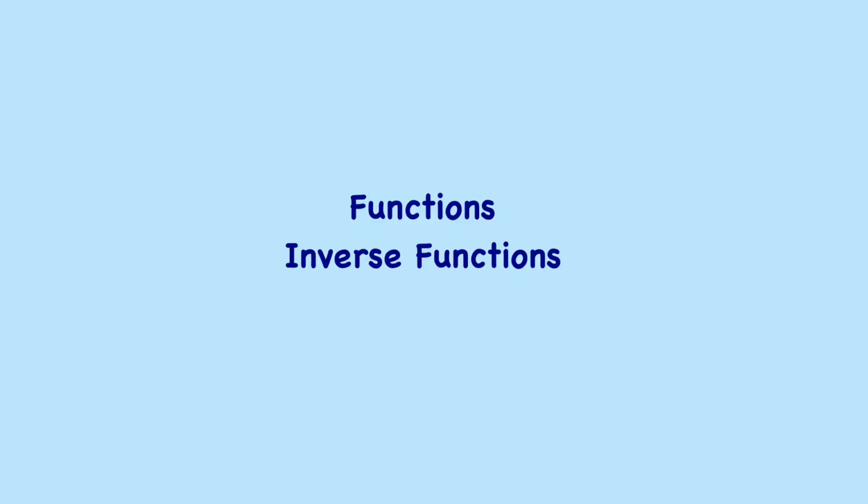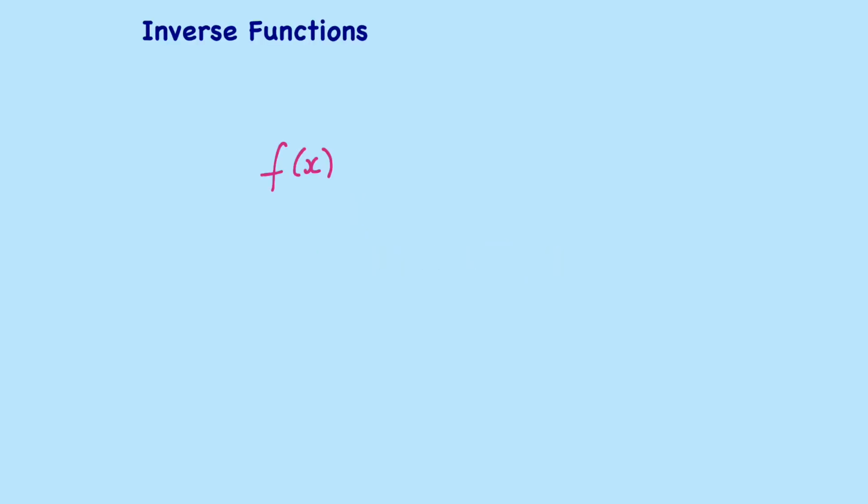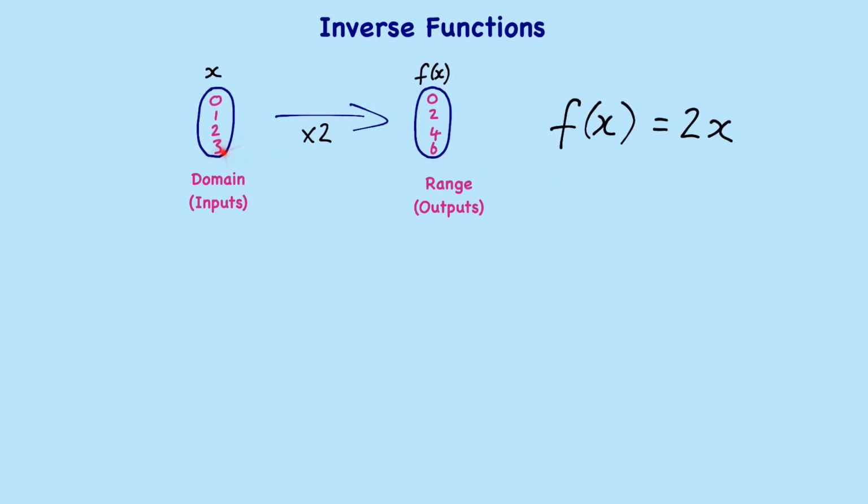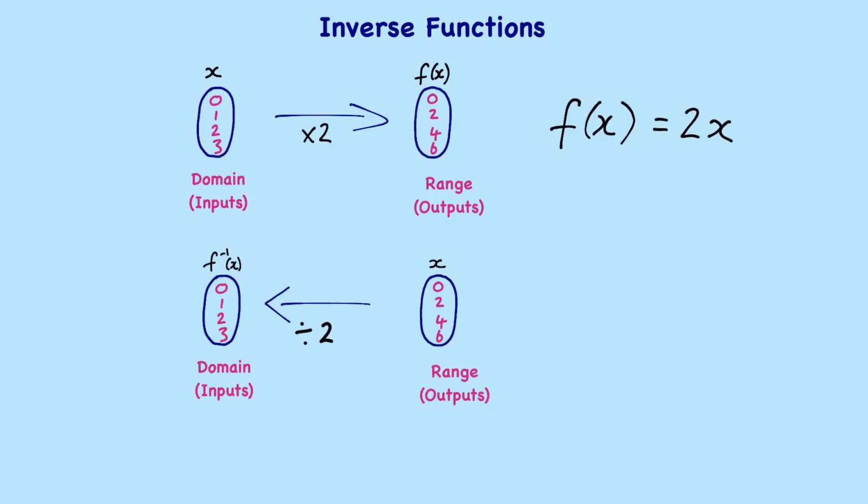Inverse functions. The inverse of a function f of x is written as f to the minus 1 x. A normal function takes you from the domain, the input, to the range, the outputs. However, the inverse function undoes the function and takes it back to the beginning. For example, so we have the range, we divide by 2, which just brings us back to the domain. So instead of times by 2, we would divide by 2 for the inverse function.